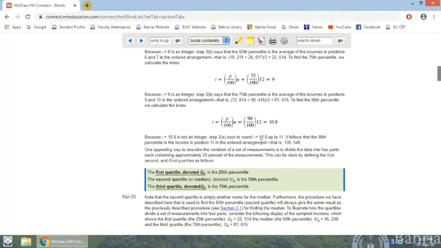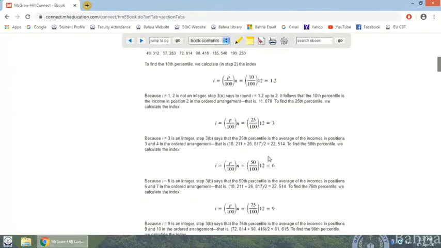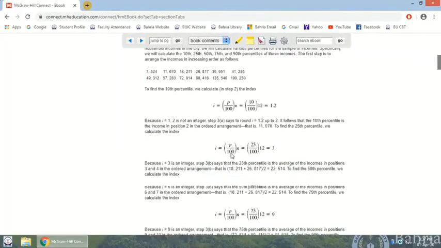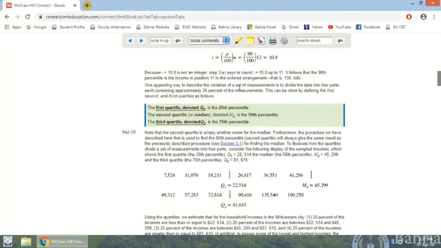And then you have the 90th percentile. Again, this is a decimal. You take the 11th value, which is 6, 7, 8, 9, 10, 11, 135,540 in this case. You're not going to be adding or taking the mean of the two values in this case. Now the quartile is the 25th percentile.